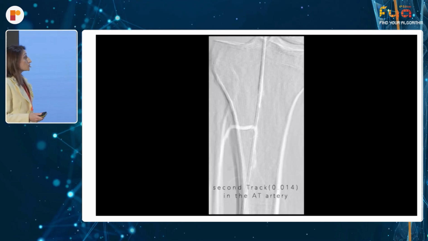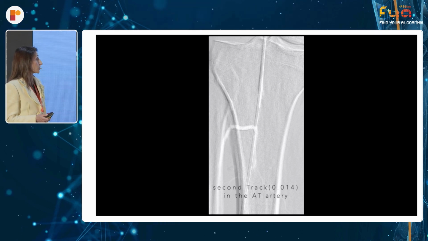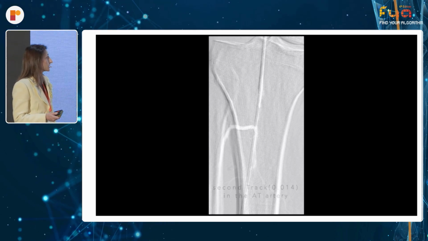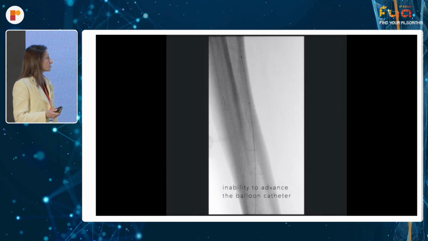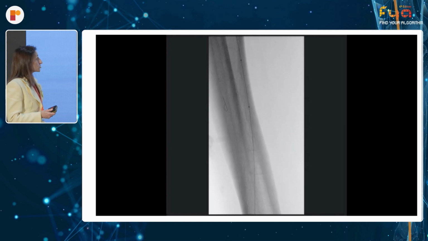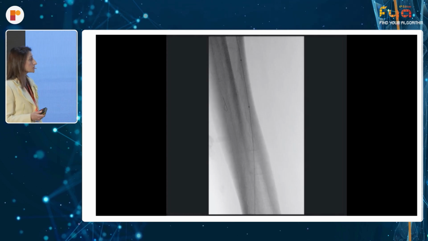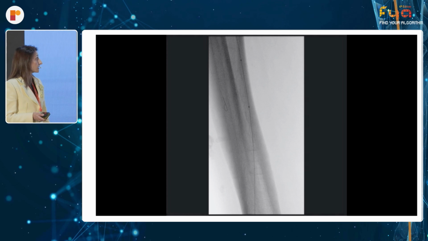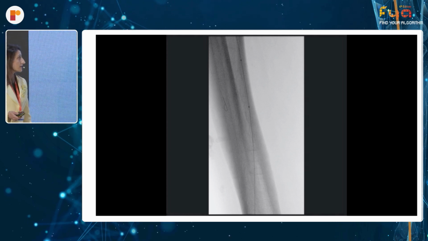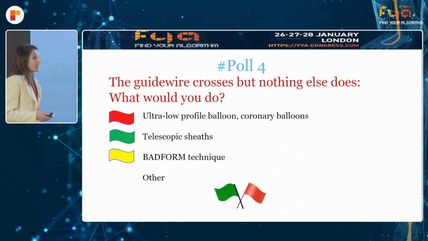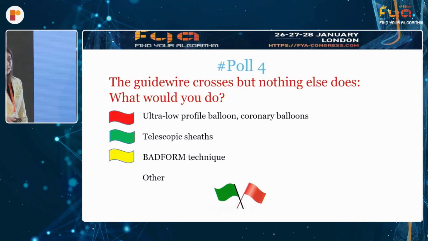Then we decided to put a second track with a 14 guide wire in the AT artery to protect the bifurcation prior to treating this segment. We tried to advance a short balloon to predilate to make enough room at the level of the occlusion of the peroneal artery, but we couldn't advance the balloon at this segment. So the guide wire crosses, but nothing else does.